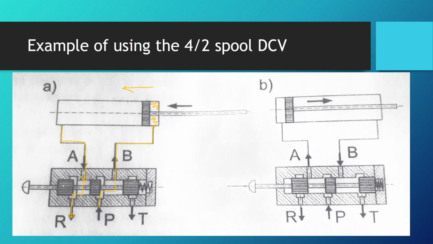If we change the position of the spool and close up the fluid pathways, we have the pressurized fluid right now going to the front of the piston, pushing it to the right side, and we have the return line connected to B, going back to the tank.